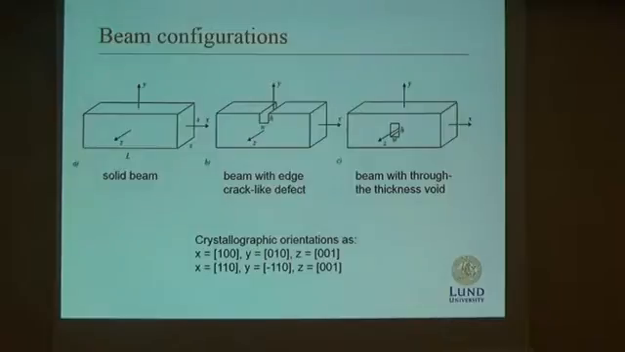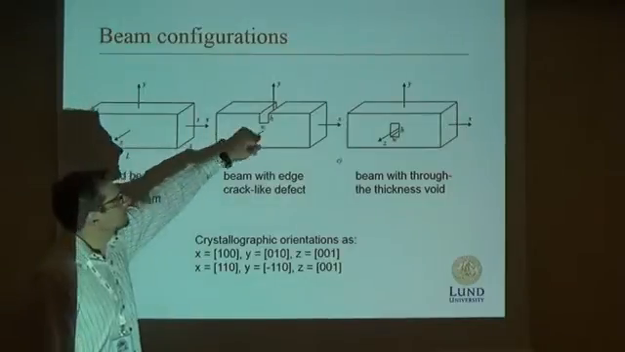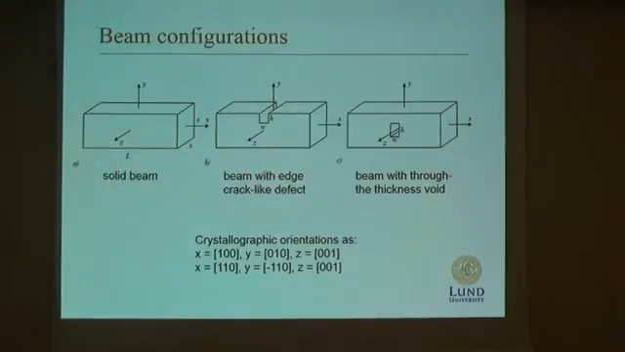So these are the configurations of the beams. This is the solid beam. It's a rectangular beam. It has a length L and side S of the square cross section. Then we have a beam with an edge crack-like defect, like this, and the last configuration is a through-the-thickness void. And as I mentioned, we looked at two different orientations of the crystals.